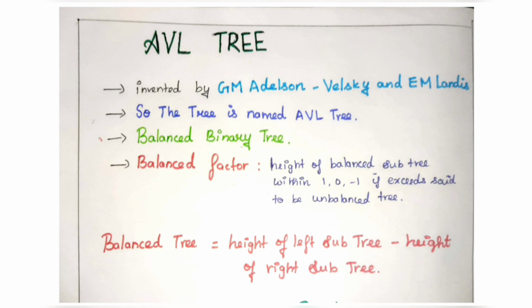What is balance factor? The balance factor should be within 1, 0, minus 1. If it exceeds that, it is said to be an unbalanced tree. What is the balance factor? The difference between the height of the left subtree and the height of the right subtree.